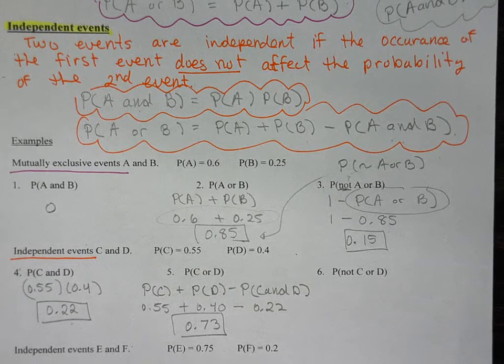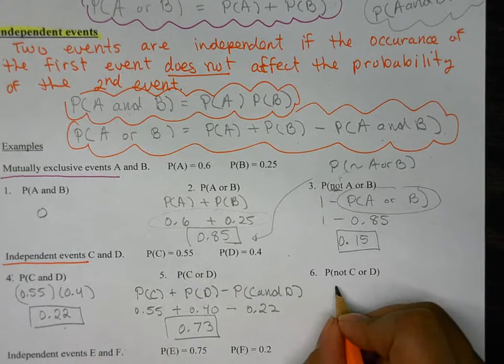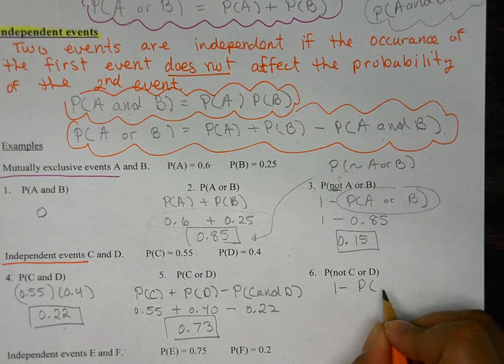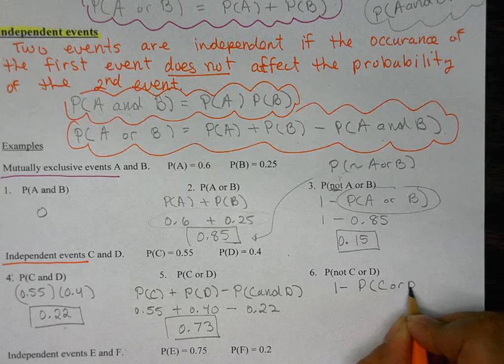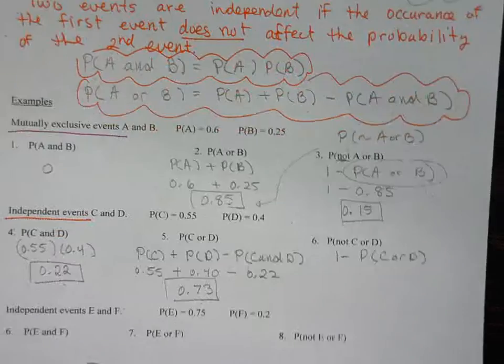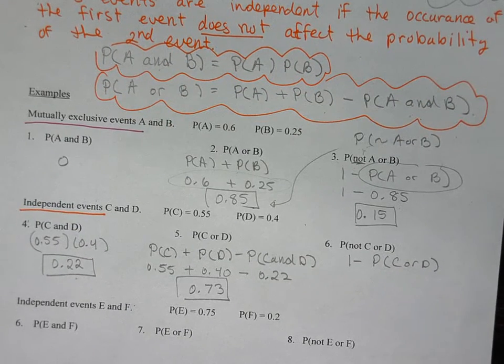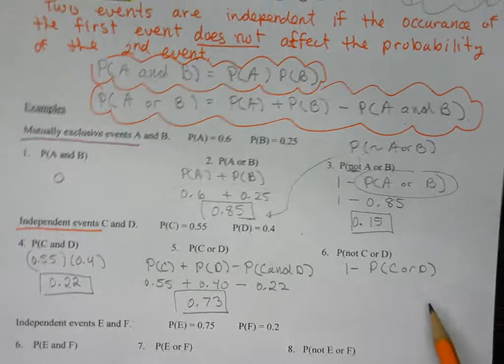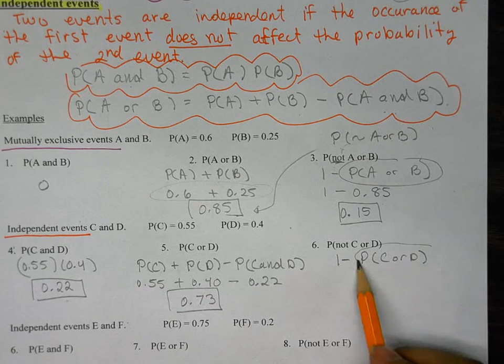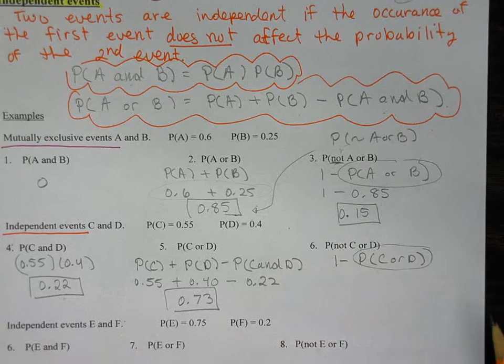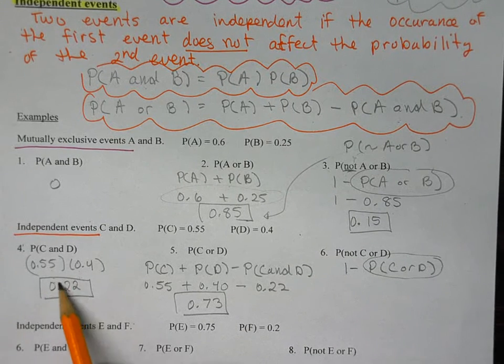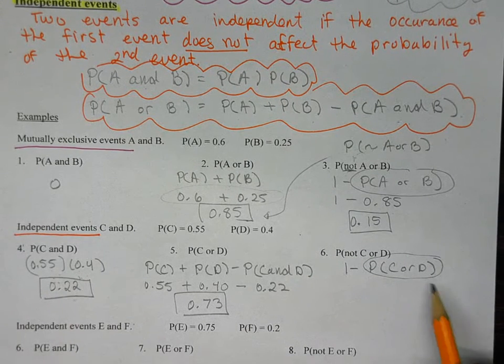Not C or D means 1 minus the probability of C or D actually happening. Do you guys agree that's what not means? 1 minus the probability that it does happen. Have we already calculated this probability? Where did you get the 0.22? We multiplied. Okay, so did we already do the C or D?